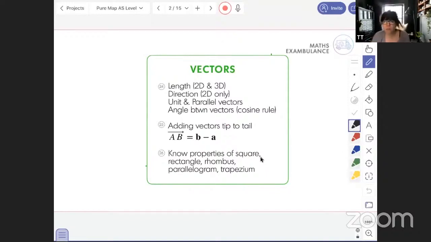Unit vectors are just ones with length 1. So length is Pythagoras. If it's got length 1, it's a unit vector. If it hasn't got length 1, just divide it by its length, and then it has length 1, done. And for the angle between vectors, you need to use the cosine rule.